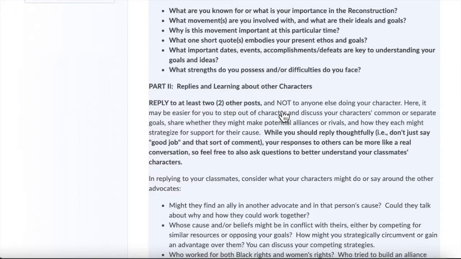But this is where you break out of character. You act like an historian in these replies. You talk about the character that you're responding to, or you talk about your own character that you played before, not from the standpoint of the character you played, but from the standpoint of history. What was strong about this person and what was weak about this person in terms of a strategy that would effectively achieve their goals? That's what an historian does.